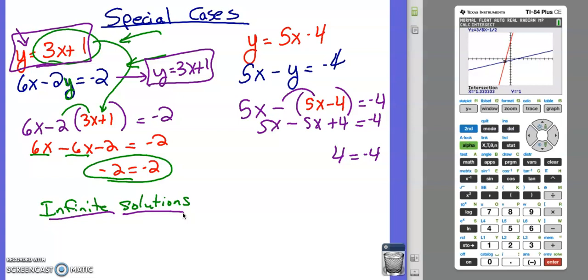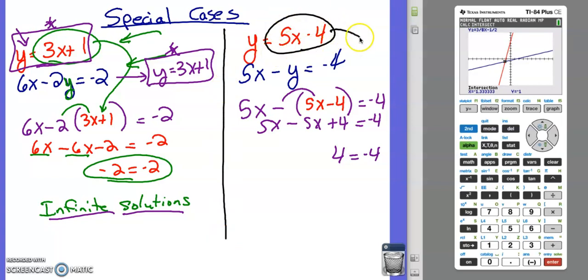So if you did graph that, literally, if you graph this second line, you graph this first line, they're the same exact line. That means every single point of one line is every single point of the other line. So it's an infinite amount of solutions. Now let's look at this second equation, the second example. Here, again, I started solving it. Same thing, I substituted this into the y of the other equation, and then I started solving it.